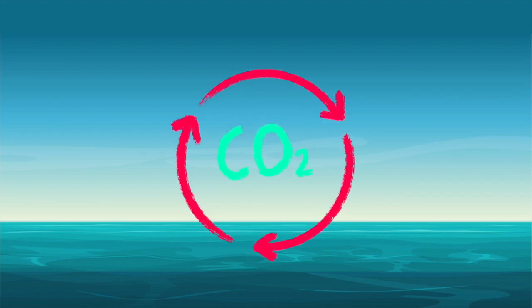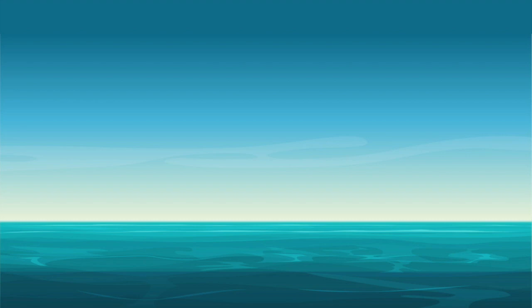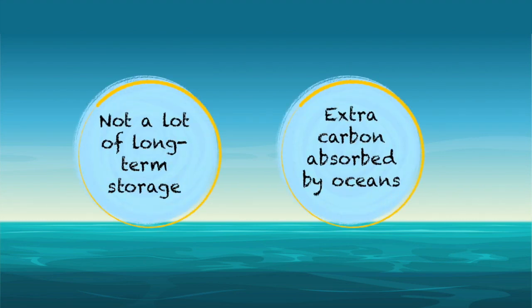However, the carbon cycle with the ocean occurs on a large scale that happens very quickly. This means there's not a lot of long-term storage of carbon dioxide happening in the ocean. However, some scientists believe that a lot of the extra carbon dioxide caused by humans is actually being absorbed by the oceans, though they are still researching this phenomenon.